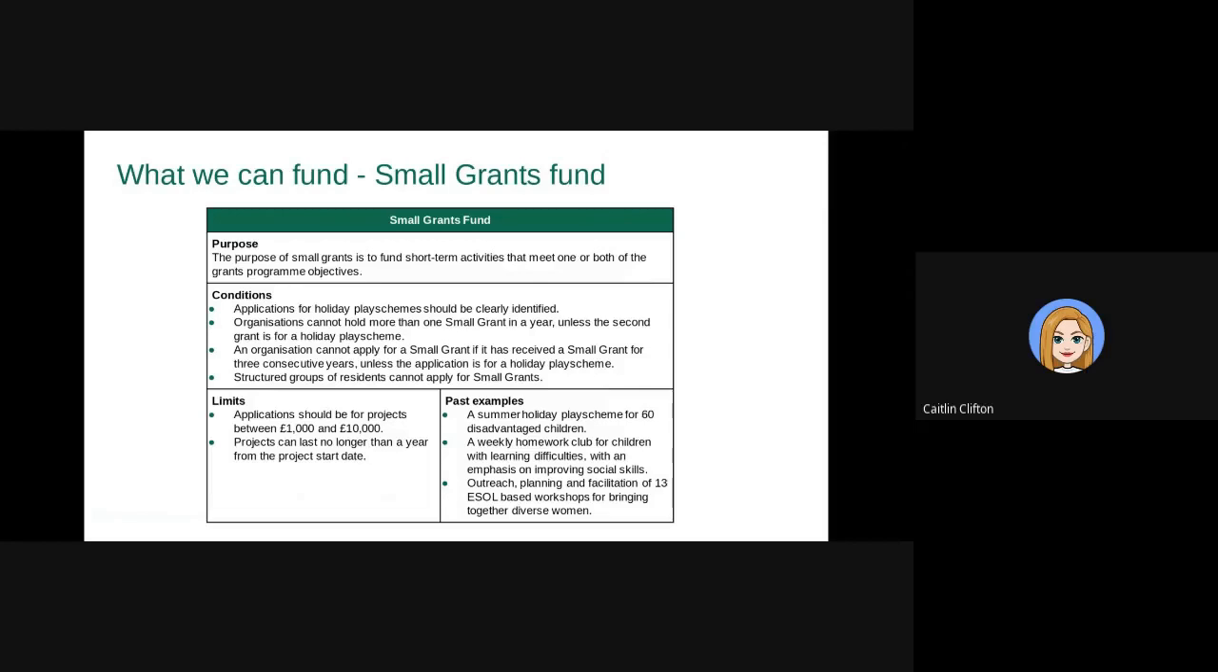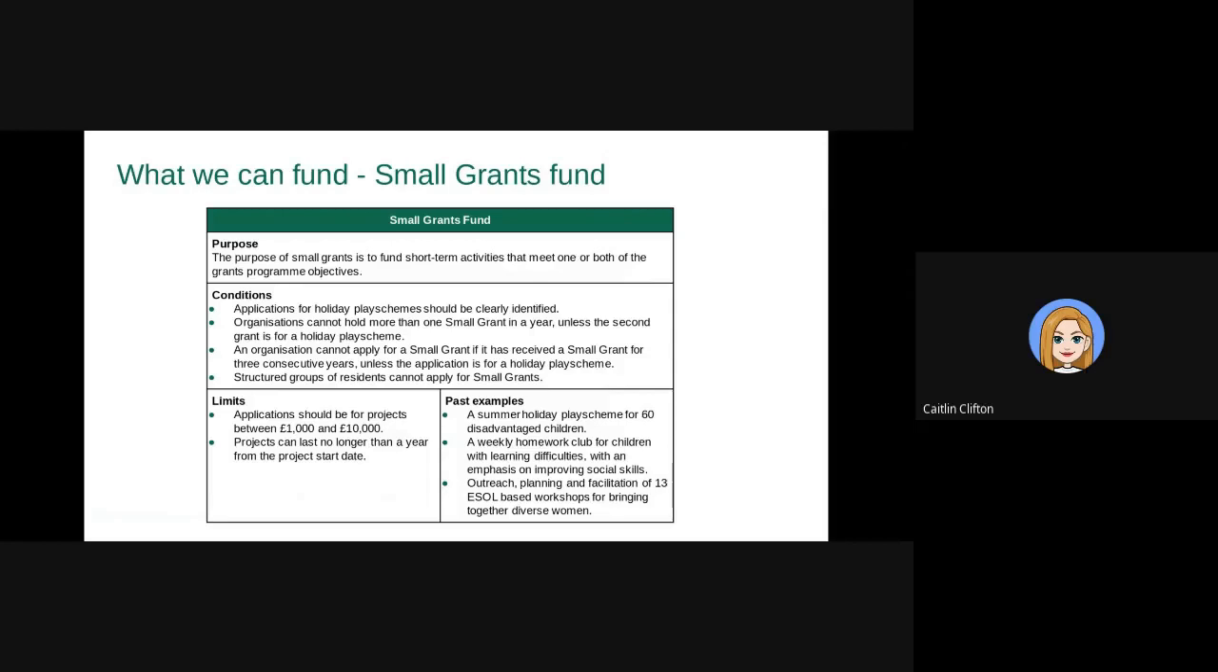Specifically to small grants, there are some conditions. Applications for holiday play schemes should be clearly identified, and all holiday play schemes should be classified as small grants. Organisations can't hold more than one small grant in a year unless the second small grant is for a holiday play scheme. So if you are successful in getting a small grant funded in, say, the July panel, you can't apply again in January 2022. You have to wait for our next round of funding to come out.